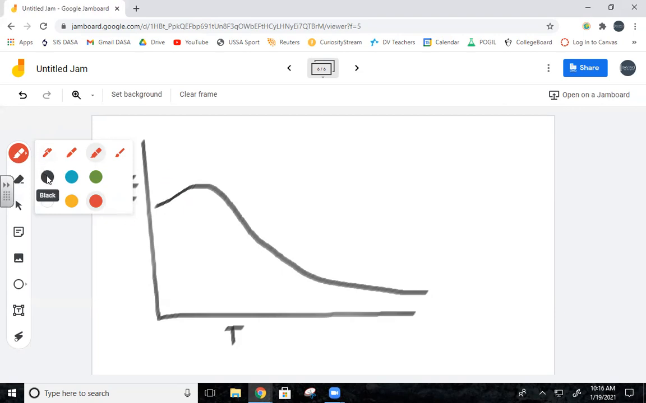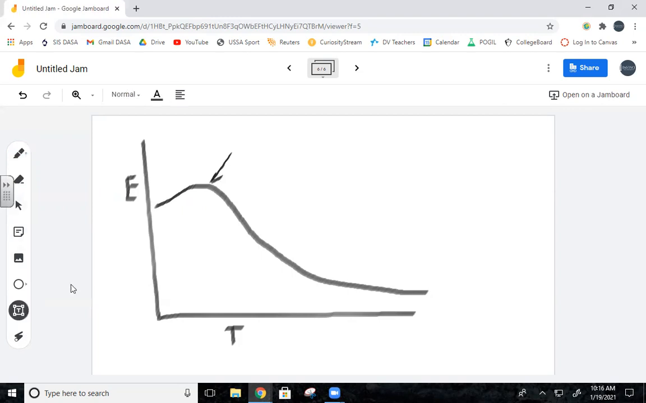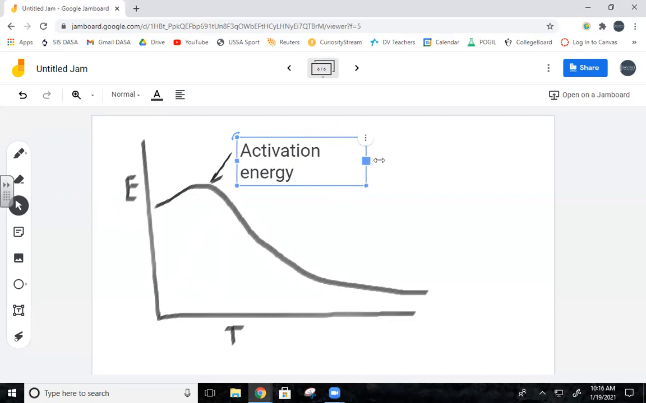So this little hill top for our chemical potential energy is called the activation energy, and because I can't write, I will type. Activation energy. There we go. And it's exactly what you think it is. It's the energy needed to start the reaction.